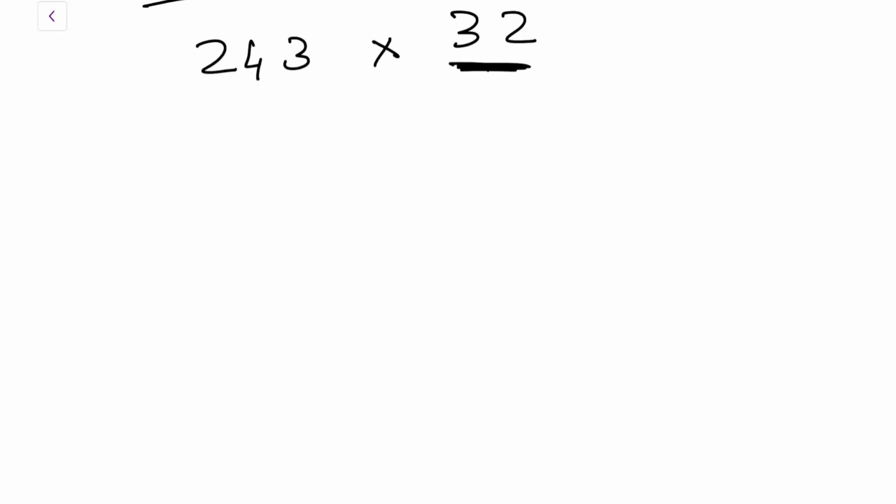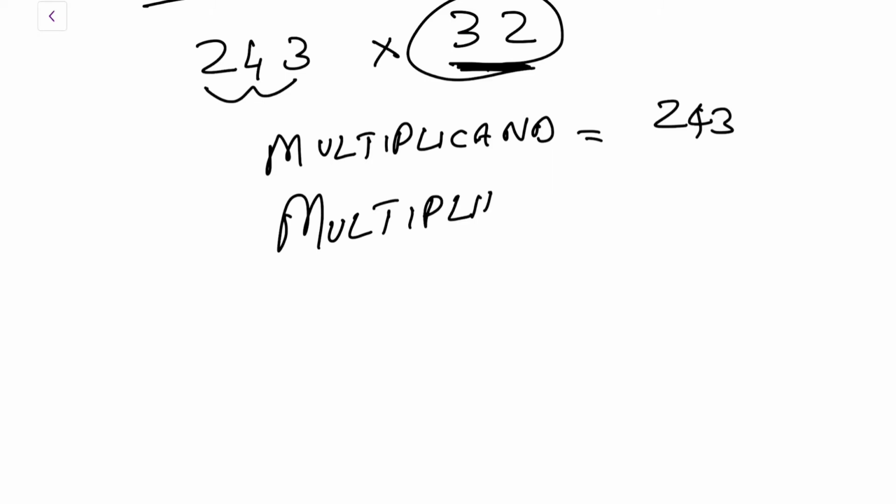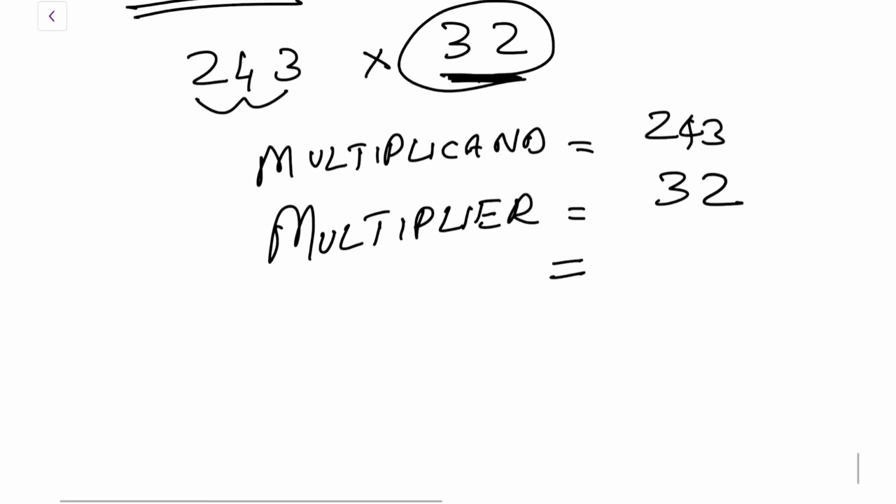Okay. So in this method, remember what's the multiplicand? Multiplicand is 243, right? And what's your multiplier? 32. So first you have to expand the multiplier. 32 can be written as 30 plus 2. Okay, this is the first thing you need to do. And now let's look at the steps.